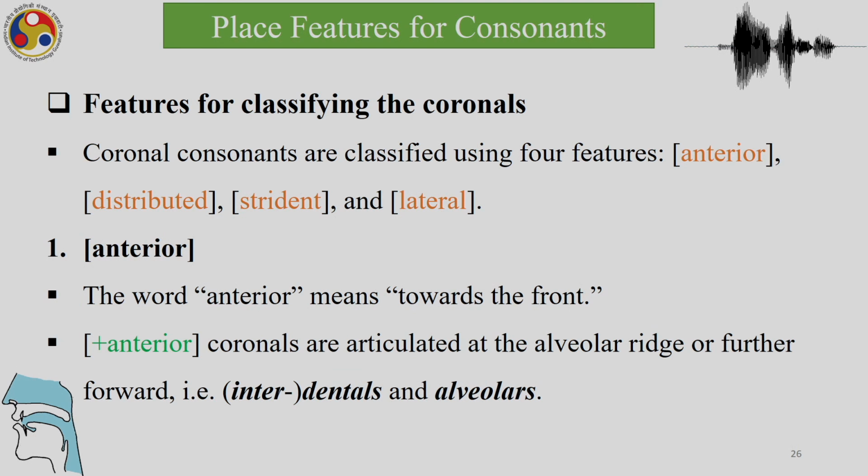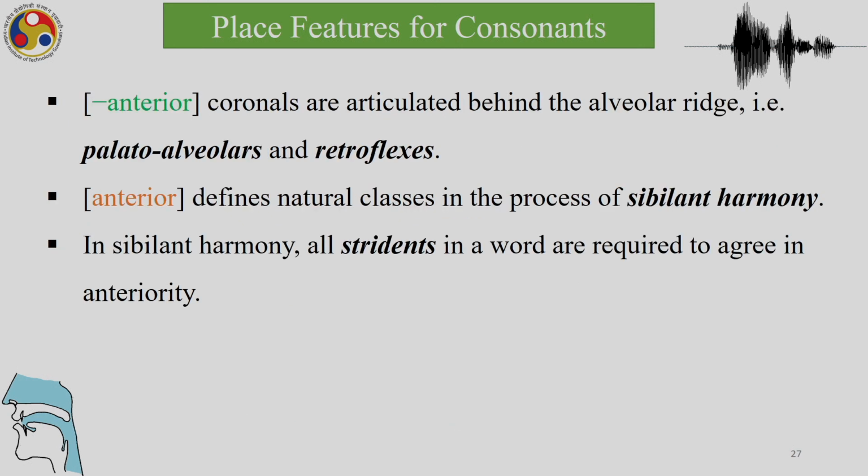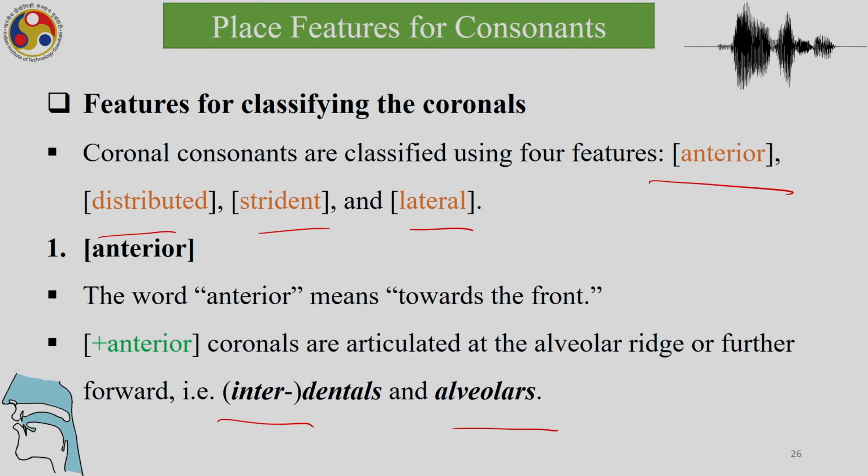So coronal consonants are classified using 4 features: anterior, distributed, strident, and lateral. So we saw a bit of this in the previous lecture also. The word anterior means towards the front, and plus anterior coronals are articulated at the alveolar ridge or further forward, interdentals and alveolars. And minus anterior coronals are articulated behind the alveolar ridge, at palatoalveolars and retroflexes. So plus and minus anterior, plus and minus distributed, plus and minus strident, and plus and minus lateral. So there could be 8 ways in which you can express coronal consonants.